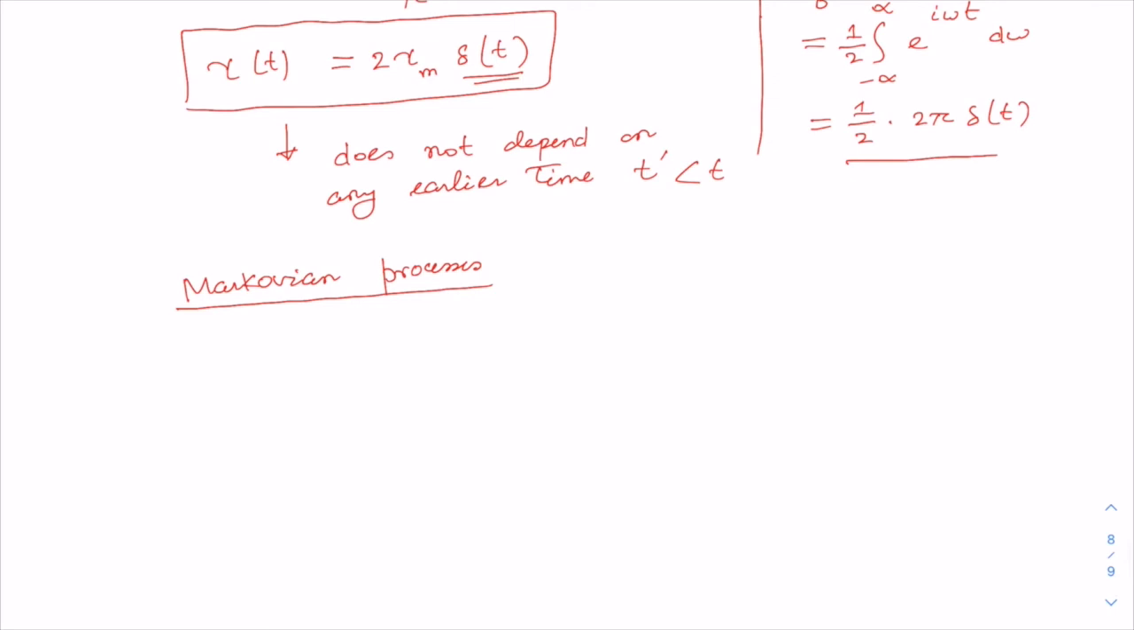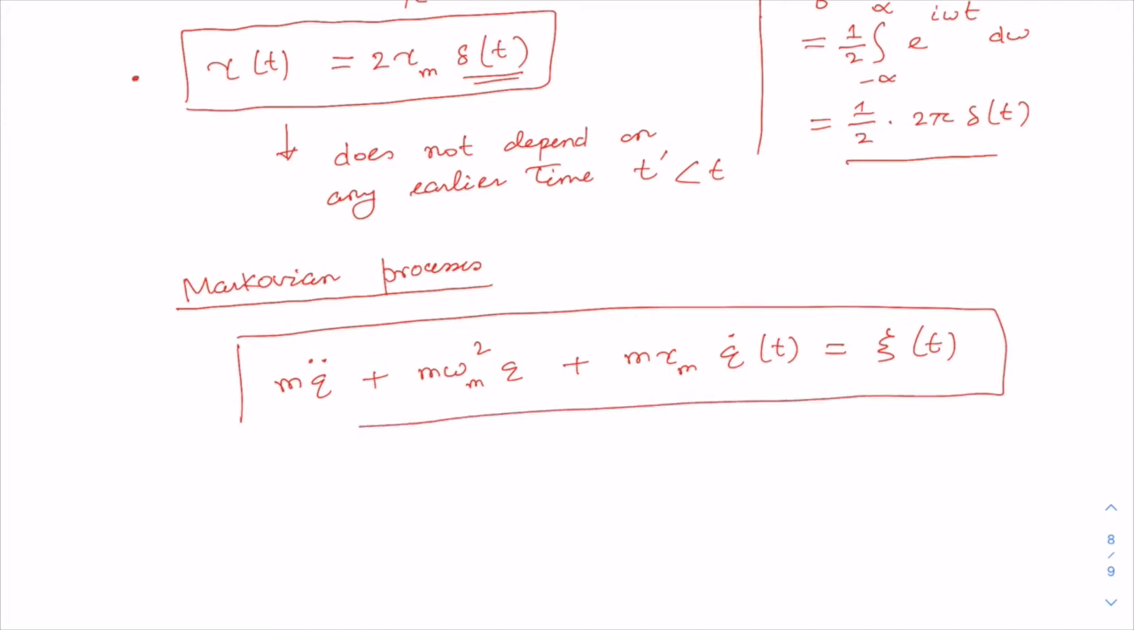Now, taking this as our memory function, we can very easily rewrite our equation of motion for the damped harmonic oscillator. You can verify it: m q double dot plus m omega square q plus m gamma m q dot of t is equal to the Langevin noise or the Langevin force. So this equation we finally obtain, and maybe some of you have seen this kind of equation in your classical statistical physics or statistical mechanics book.